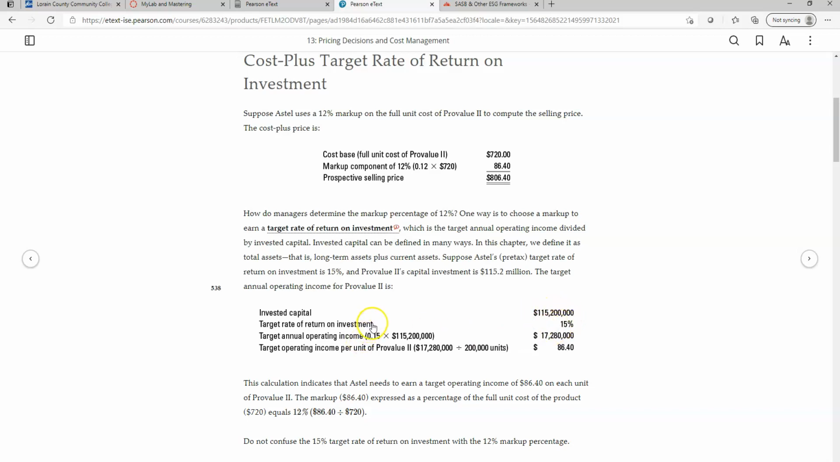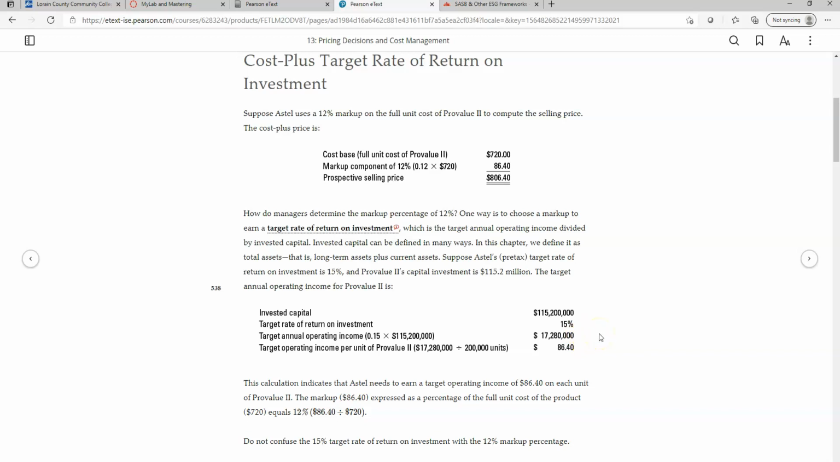The company has a target rate of return on investment of 15% of that investment. So what is 15% of this invested capital of $115,200,000? Well, my target annual operating income then is going to be $17,280,000. That's what I want total.